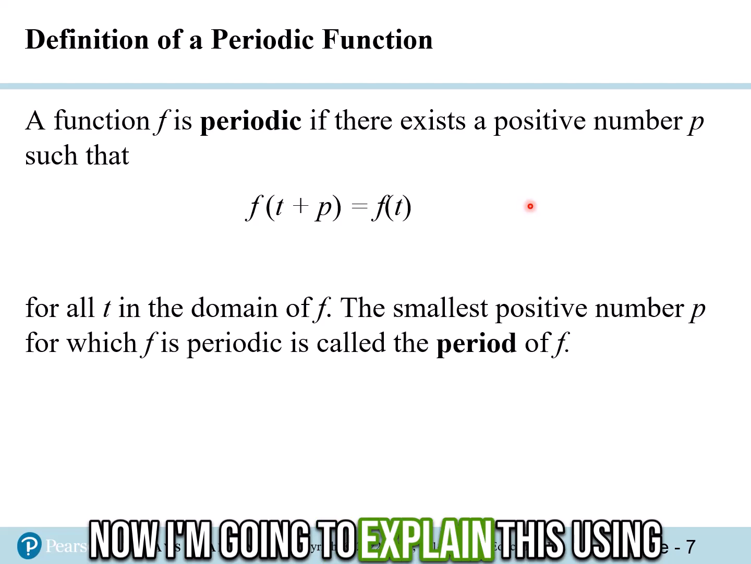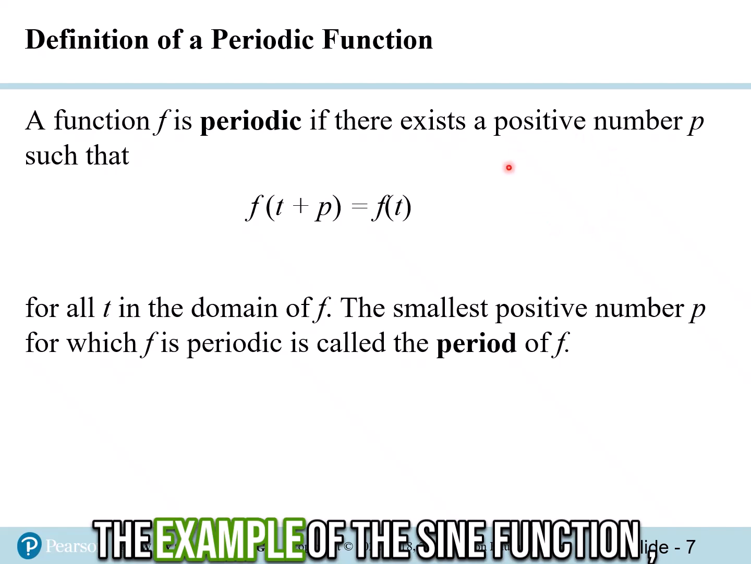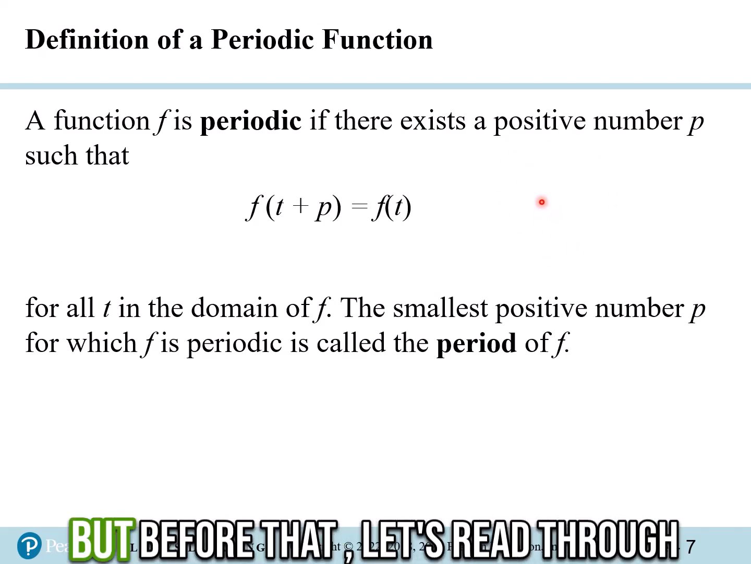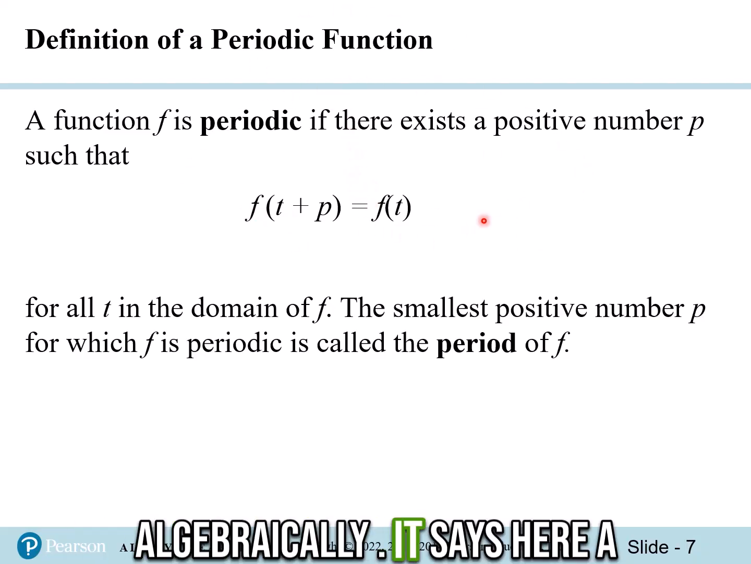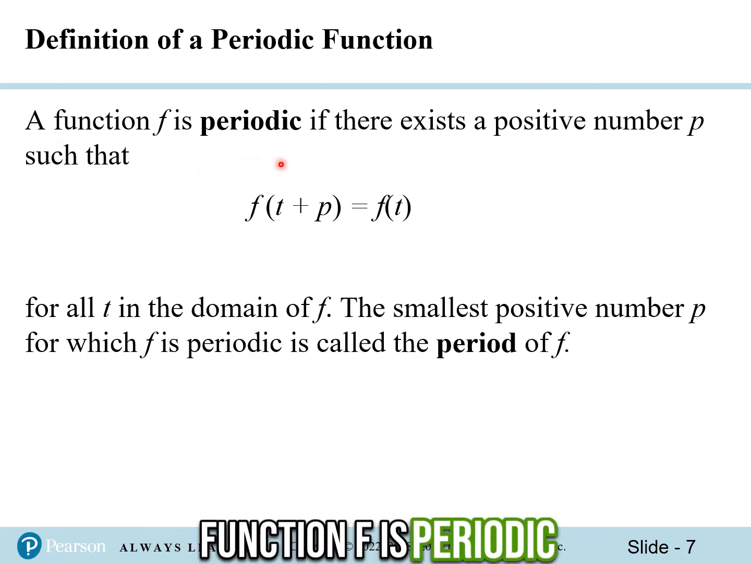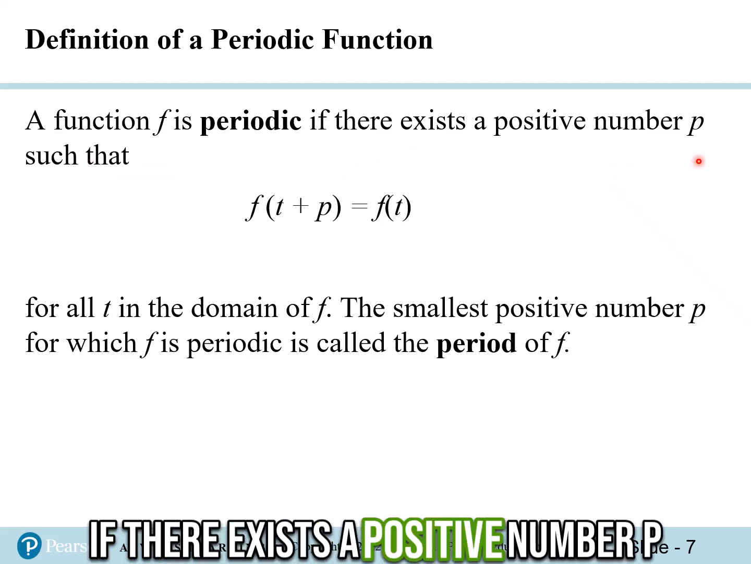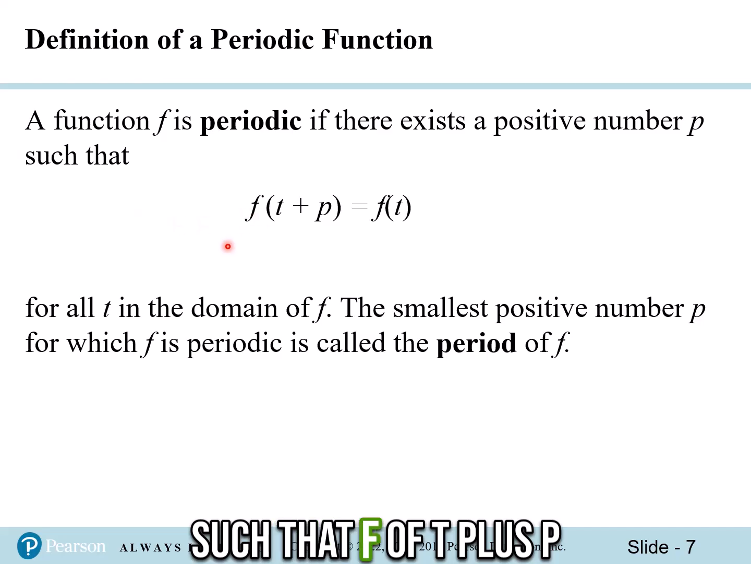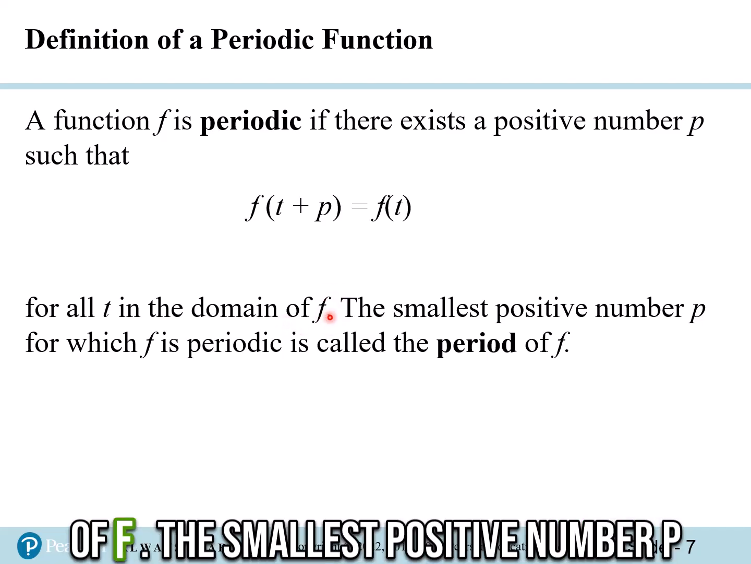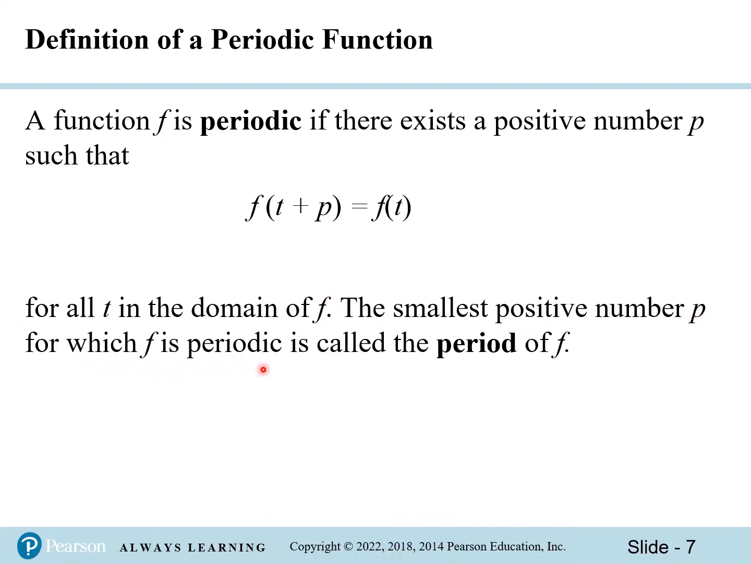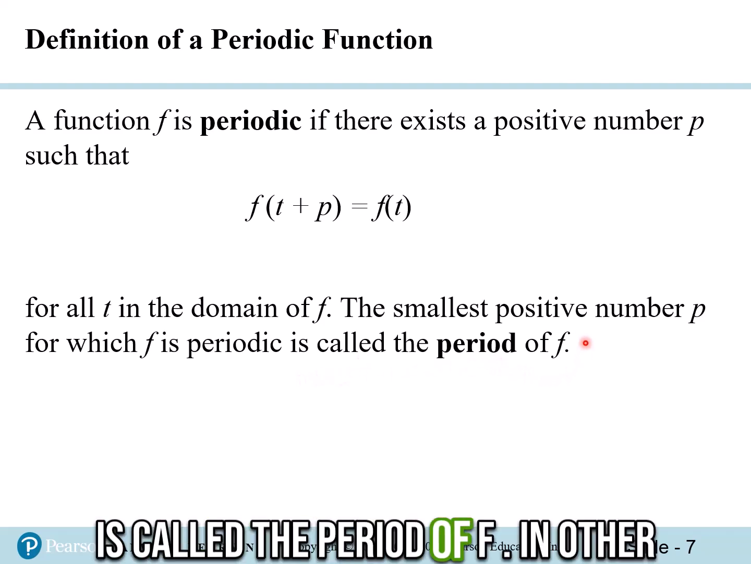Now, I'm going to explain this using the example of the sine function. But before that, let's read through the description of a periodic function algebraically. It says here a function f is periodic if there exists a positive number p such that f of t plus p equals f of t for all t in the domain of f. The smallest positive number p for which f is periodic is called the period of f.